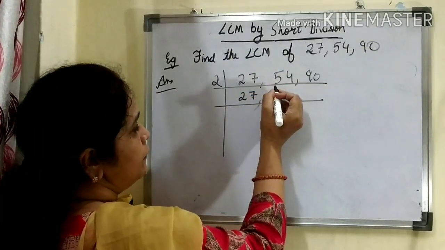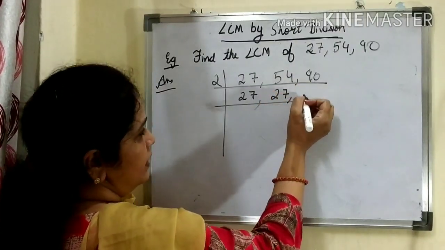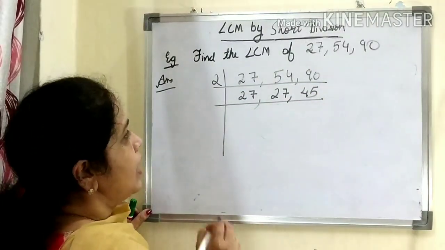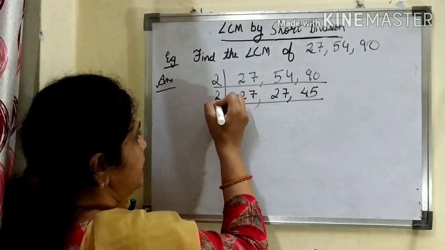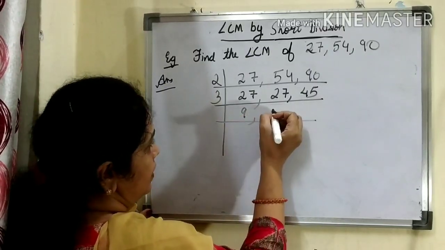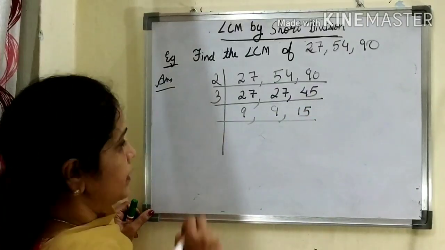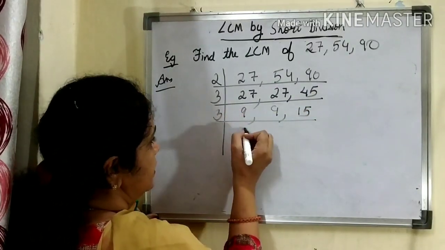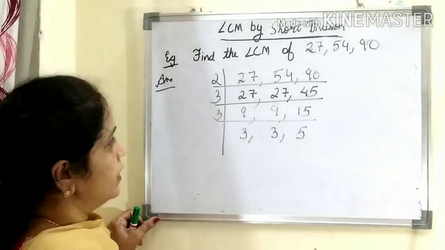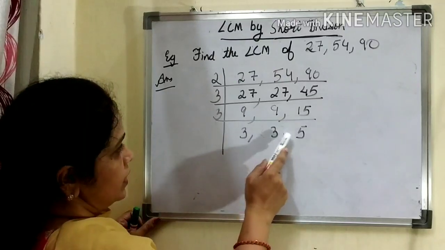Okay. Then 54, 2 2s are 4, 2 7s are 14. Then 2 45s are 90. Got it? Okay. Now all 3 will be divisible by 3. 3 9s are 27, 3 18s are 54, 3 30s are 90. Will it go? Again it will go by 3. 3 3s are 9, 3 6s are 18, and 3 10s are 30. Okay. So one method is that you multiply 2 into 3 into 3 into 3 into 3 into 5.